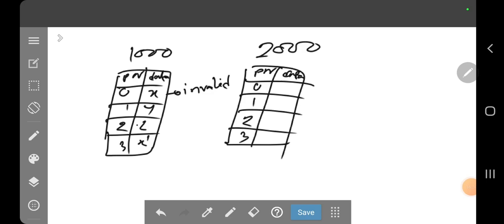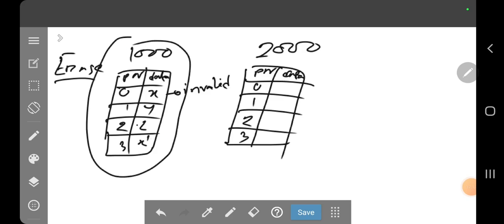So what does the erase operation actually do? It will copy the whole block into this one. As this is invalid, it will not be copied. Remember the process: this block will be copied into this one. So whenever it is copied, it will come as y, z and x, but this x, I mean x prime, will not be copied because it is invalid.